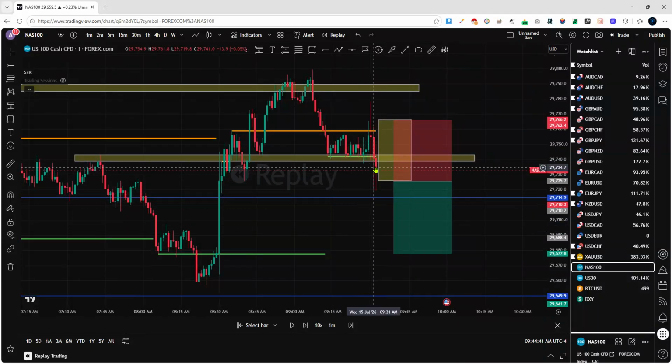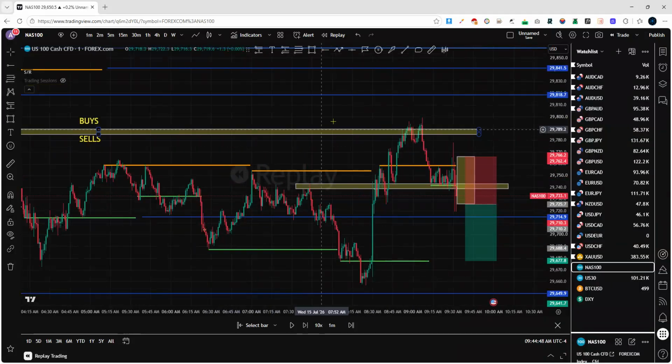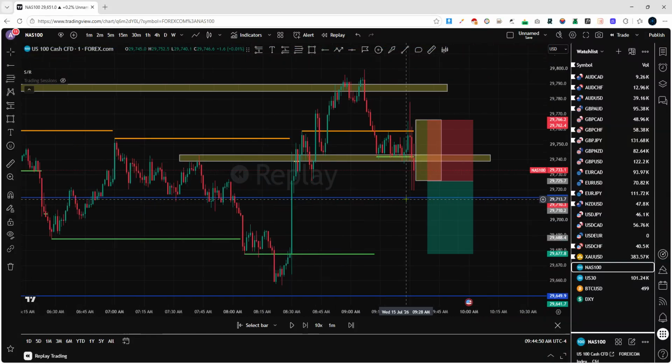So I don't like the wicks. I don't like the wick candle. That's just because it's the zone that it is trying to break through. However, we are actually bending the corner to turn to sells.